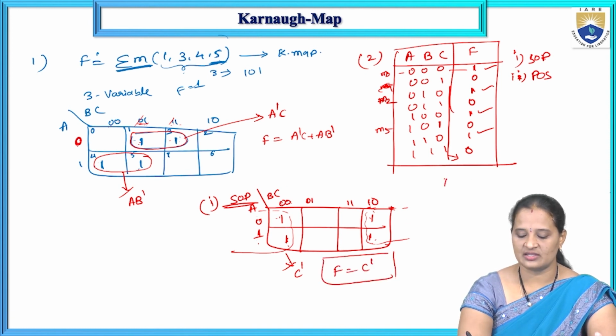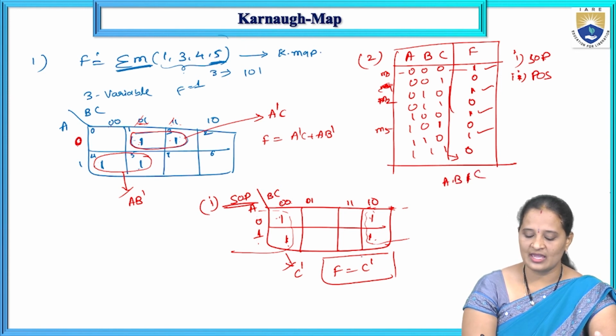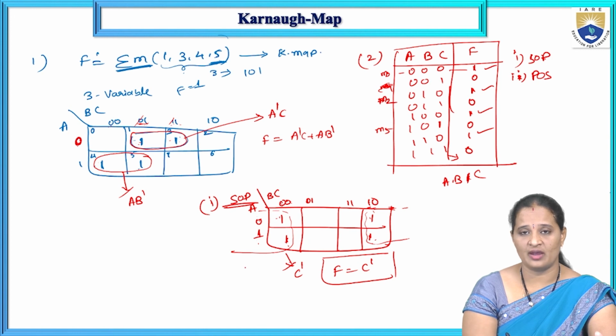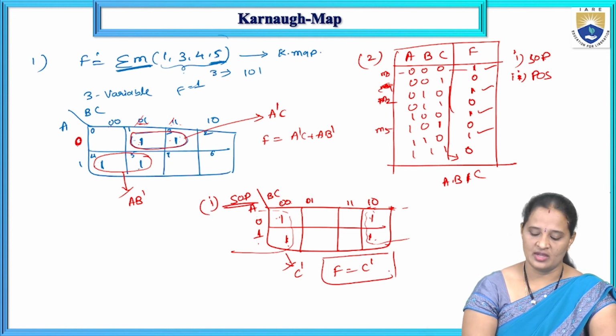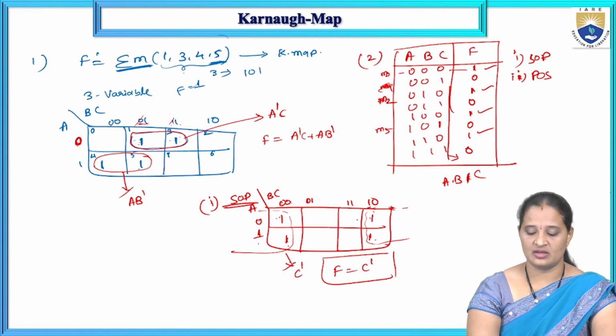So actually it is a 3 variable function A, B, C. As I have formed a group of 4, I can eliminate 2 variables, and hence the final function is having only 1 variable, C complement. F is equal to C complement. Okay, so this is the SOP.